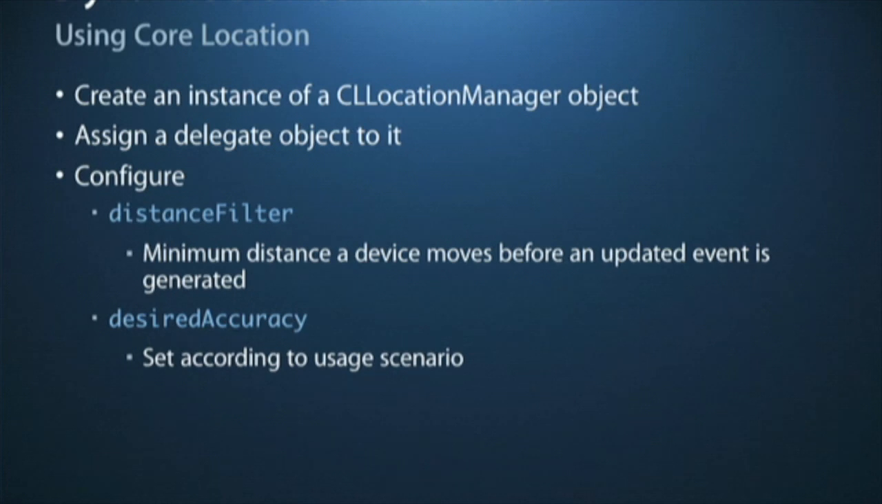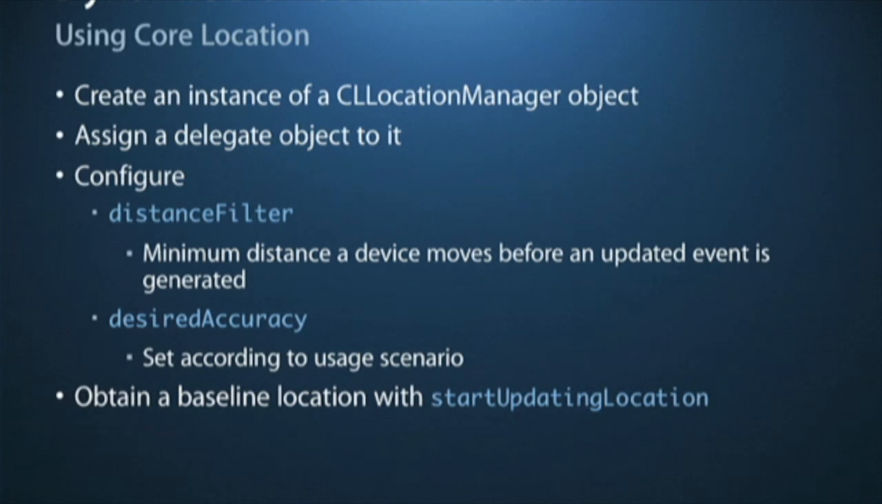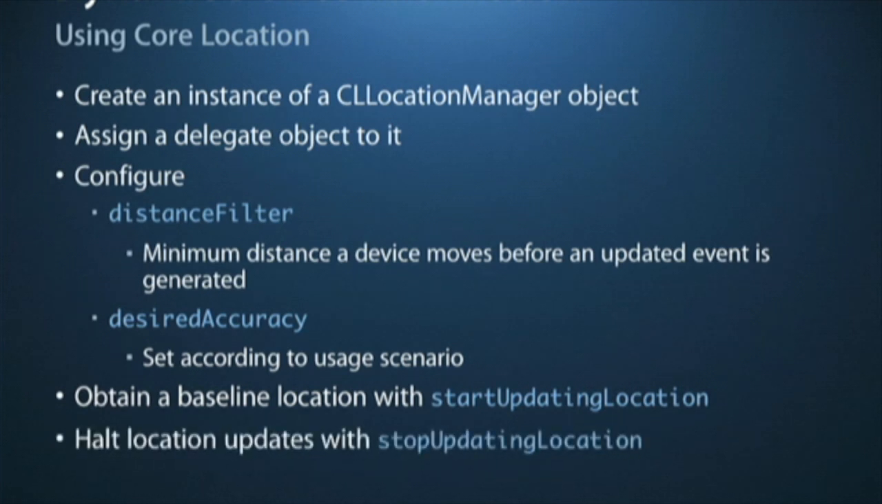You should configure this parameter according to your usage scenario. For example, if you want to report the local weather in your application, you could specify a broad accuracy. A broader accuracy means fewer Wi-Fi hotspots and cell towers need to be contacted, and that means decreased power consumption. So, choose your desired accuracy wisely. Once you've set your configurations, you can begin getting location updates in your code by calling Start Updating Location. When your code no longer needs location data, or when a suitable location has been obtained, call Stop Updating Location.